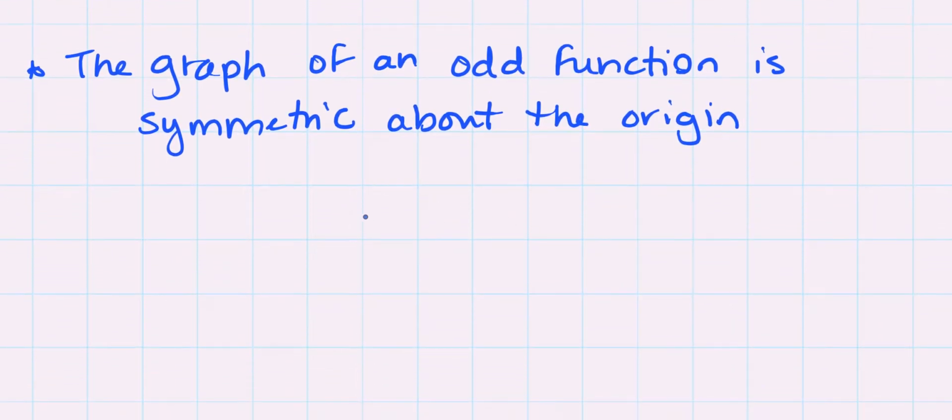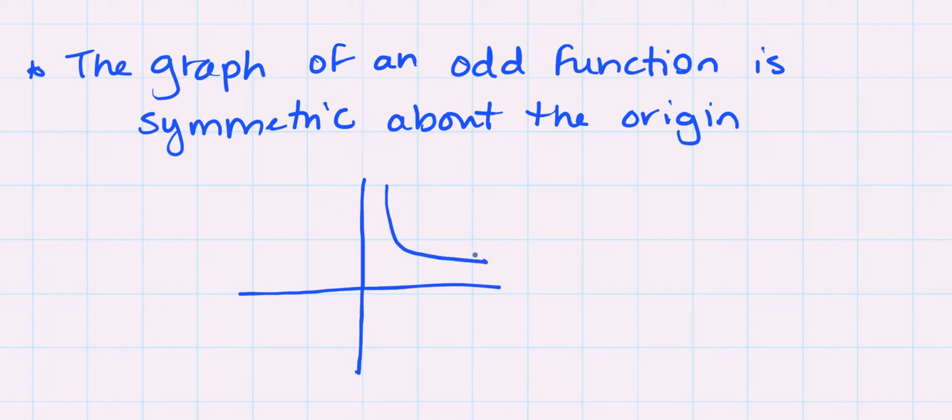So remember what that looks like. A graph that's symmetric about the origin means that whatever you have, let's say here, it will be rotated and put down here as well. So you'll have exactly the same thing here and here.